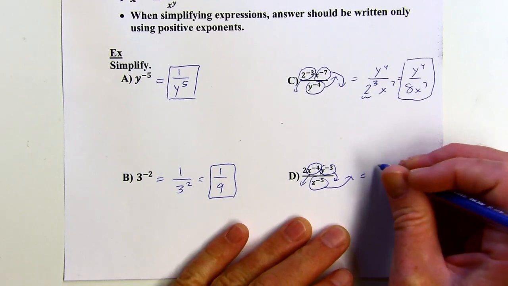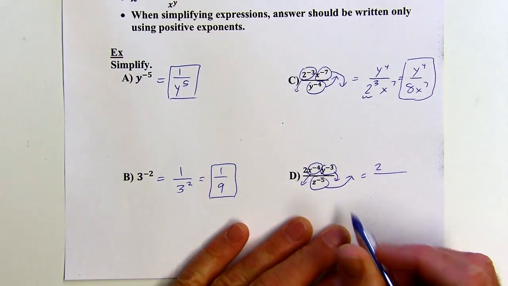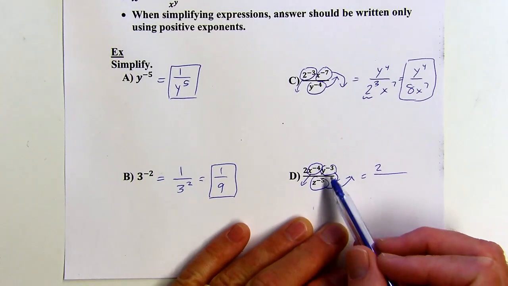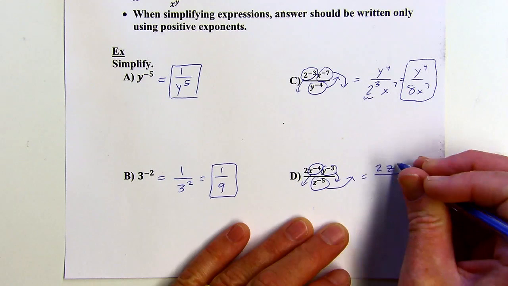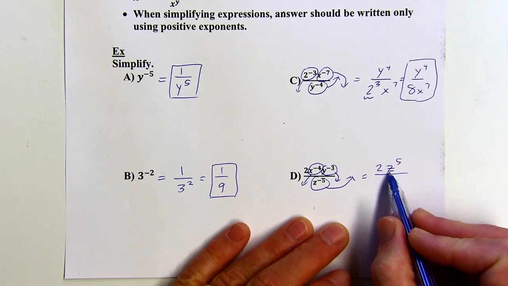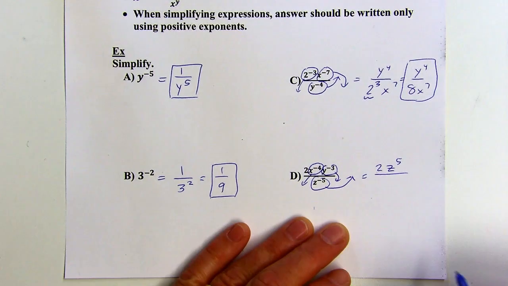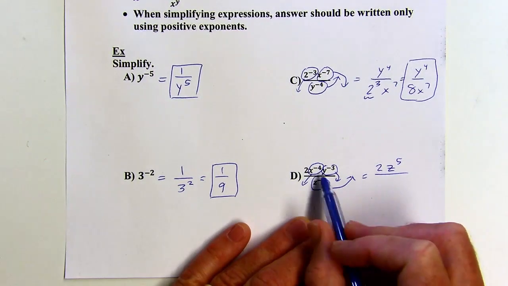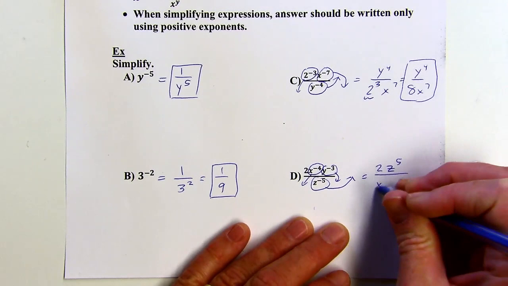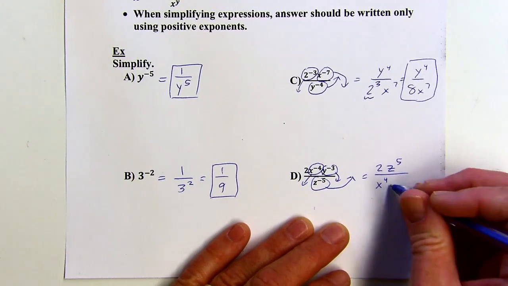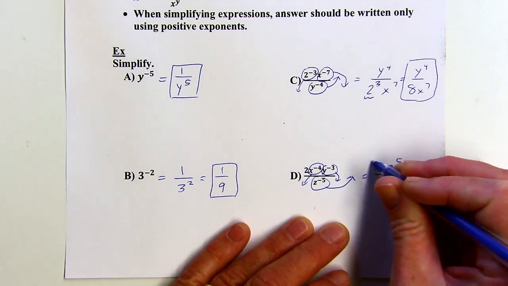So the 2 is going to stay up top. Now the z is going to move up, so it'll be z to the fifth. I think it's a good idea to use a little line through your z's so it doesn't get confused with the 2. And then x to the fourth will be down here once the x's move down, and y to the third.